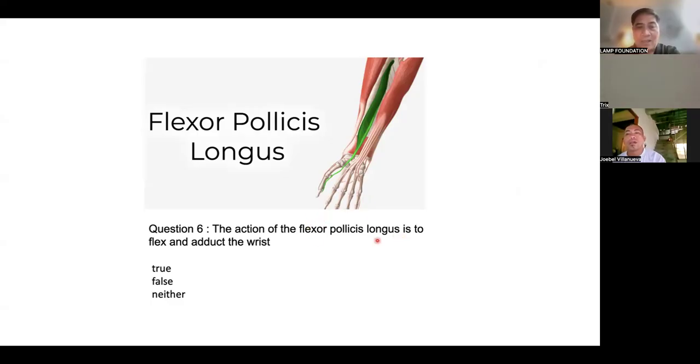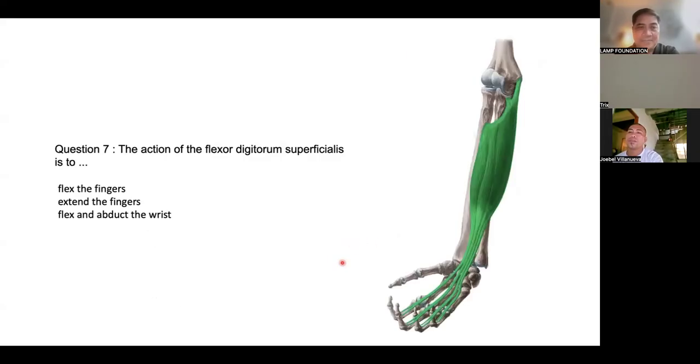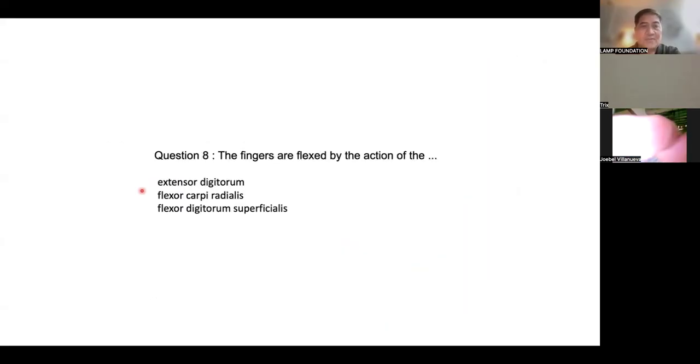Okay, Sir Joe Bell, anong finiflex dito? Pollicis is what? Thumb. Flexes the thumb. Okay. Action of the flexor digitorum superficialis is to flex the fingers. Fingers are flexed by the action of the flexor digitorum superficialis. Okay.